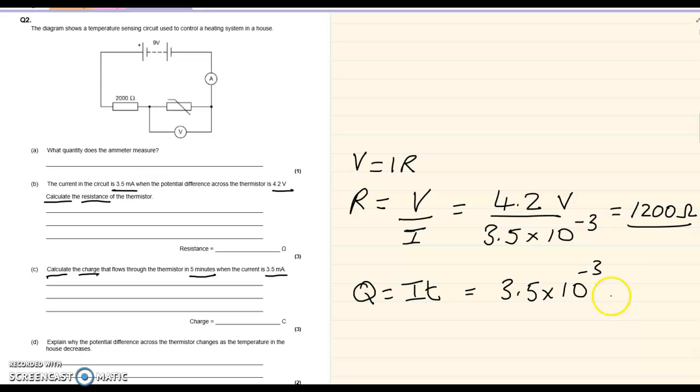And I need to multiply that by the time, which is 5 minutes, but I must have my time in seconds. So 5 minutes times 60, 300 seconds. That's going to give me an answer of 1.05 coulombs.